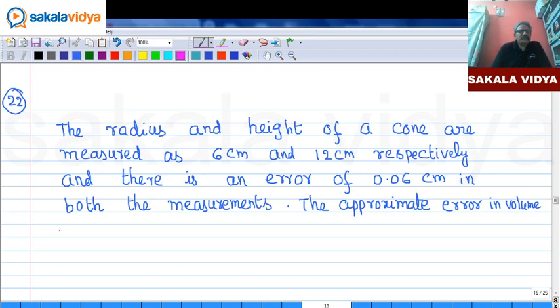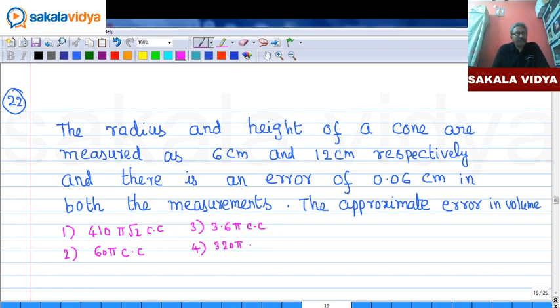So first option 410 pi root 2 cc, second option 60 pi cc, third option 3.6 pi cc, fourth option 320 pi root 2 cubic centimeters. Cc means cubic centimeters.